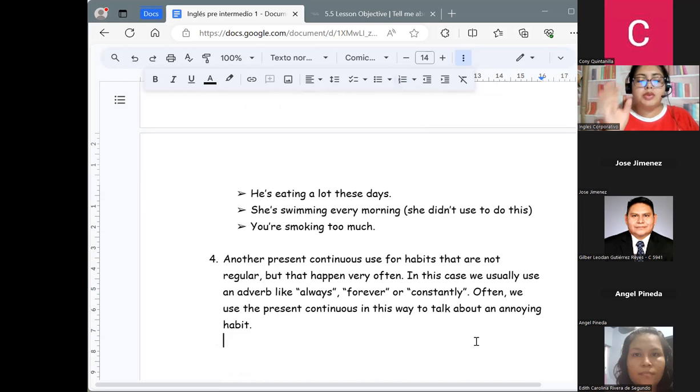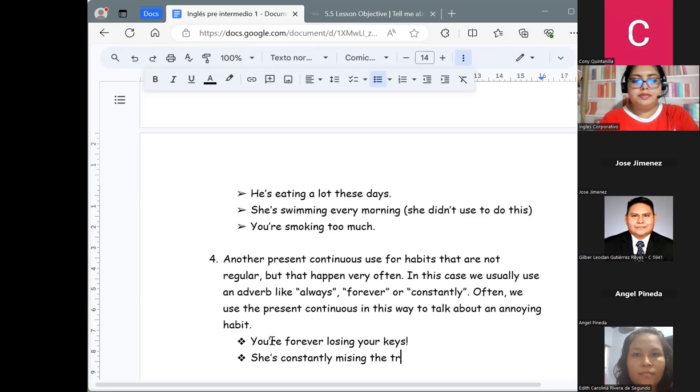So we're going to see the examples. In this case, we're going to see some habits that maybe we have, or we are talking about something that people are doing that we're not feeling good about. And the first one said, you are forever losing your keys. Siempre estás perdiendo tus llaves. That is something annoying. She's constantly missing the train. And the last one, Lucy's always smiling.